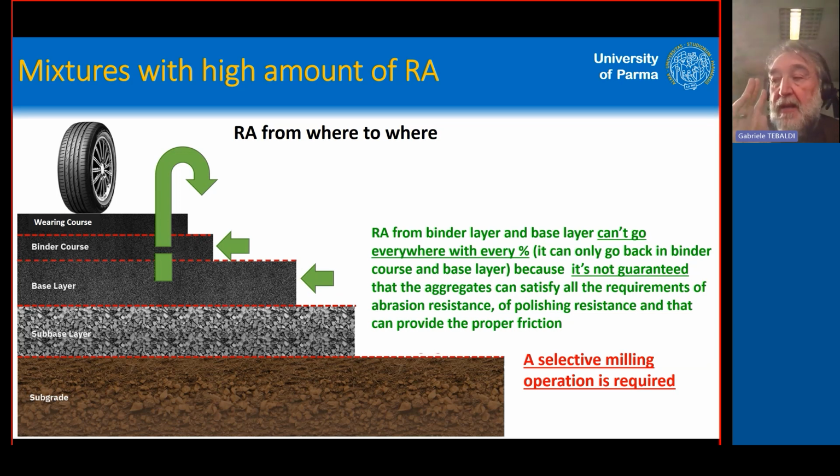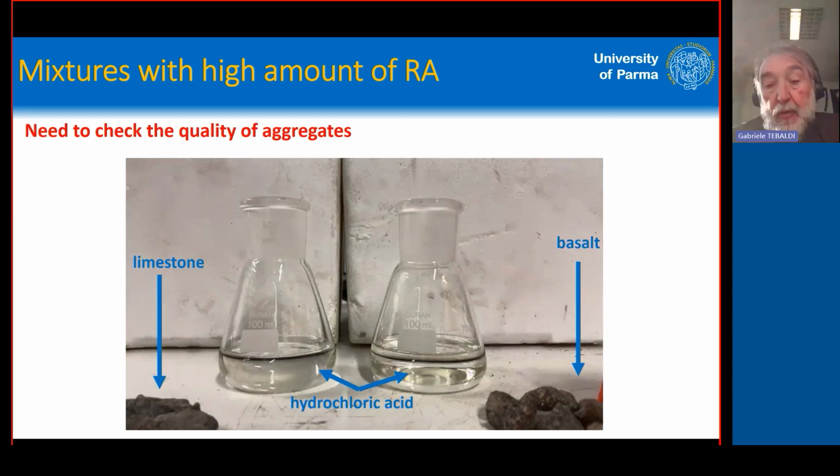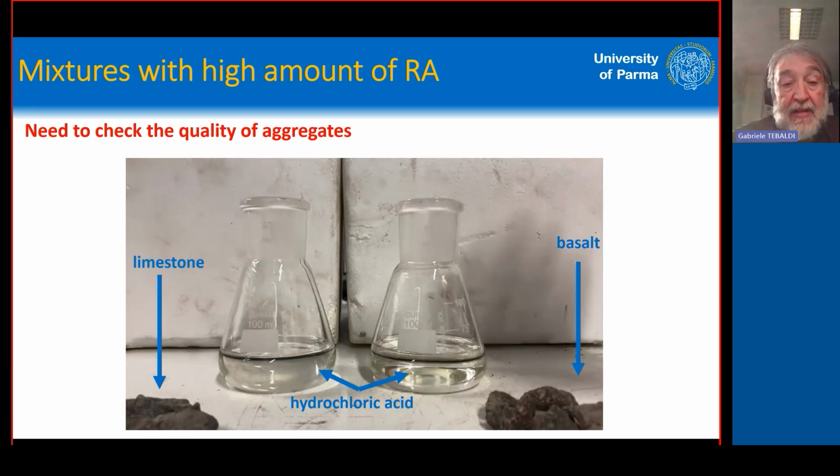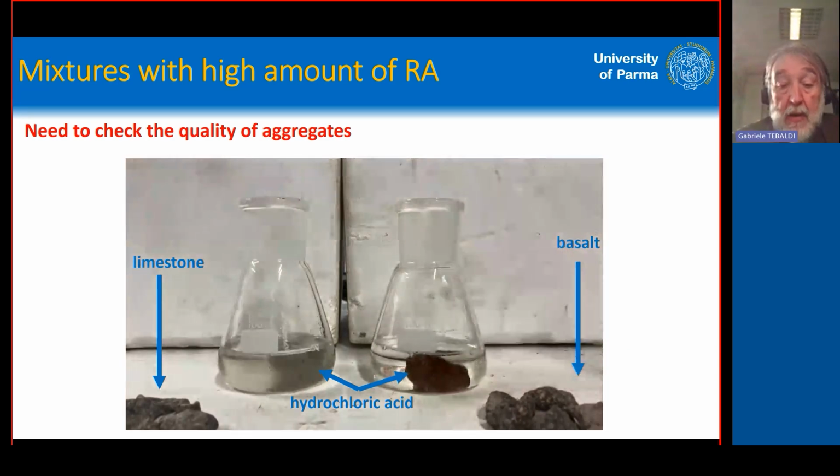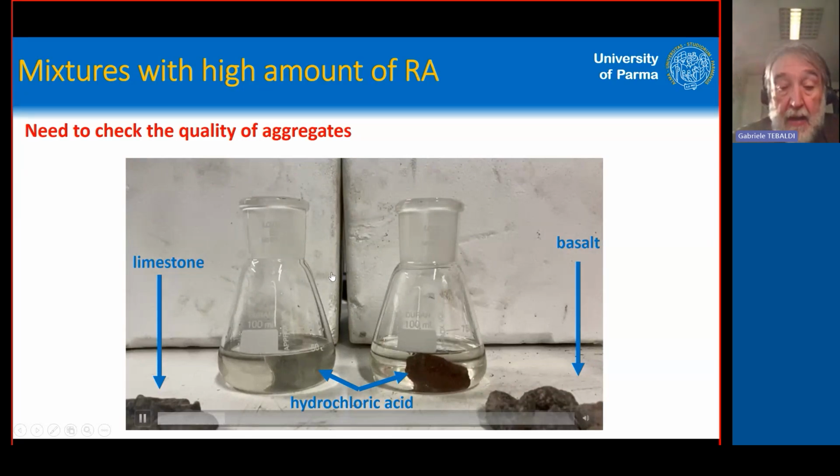Generally speaking, there is a need of at least 40% of very resistant aggregate in wearing courses. So if we go up in terms of the RAP, we need to guarantee that this 40% is always present. Otherwise, we have a problem with the friction between tire and pavement. A very simple test that I propose, and we are working to normalize, is to check in a very simple way. Hydrochloric acid is a very quick and very easy test.